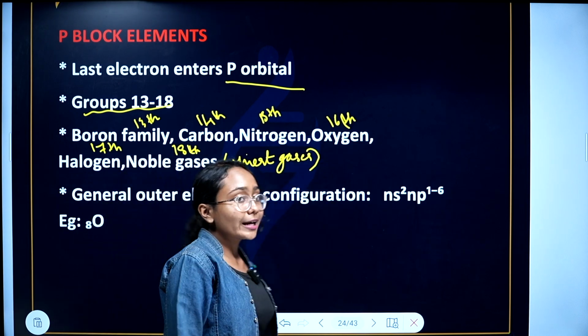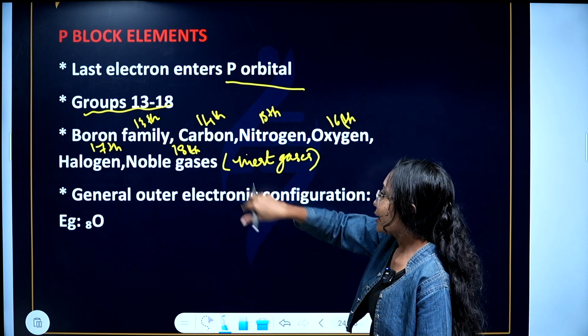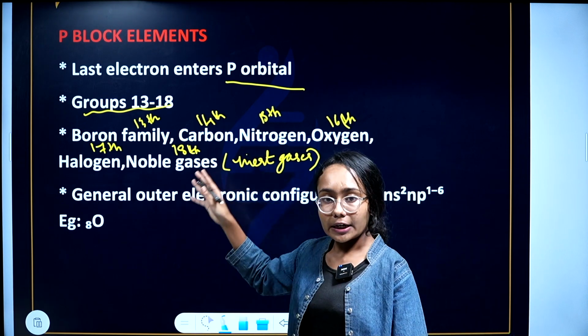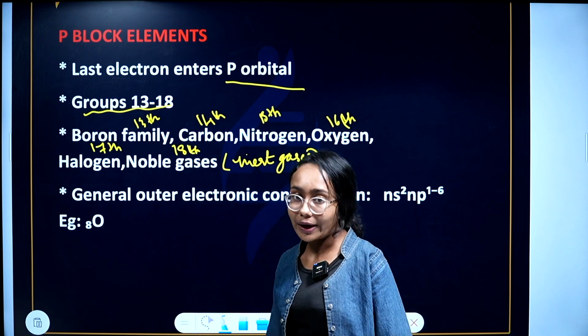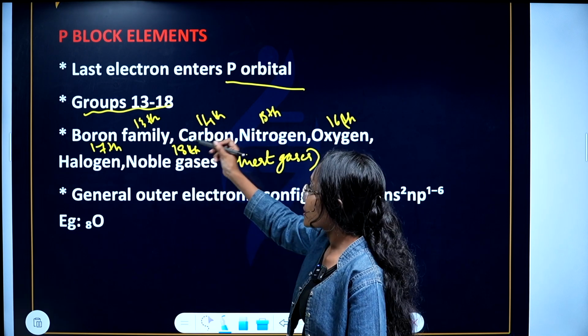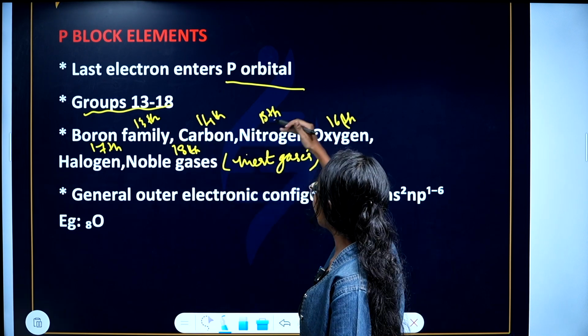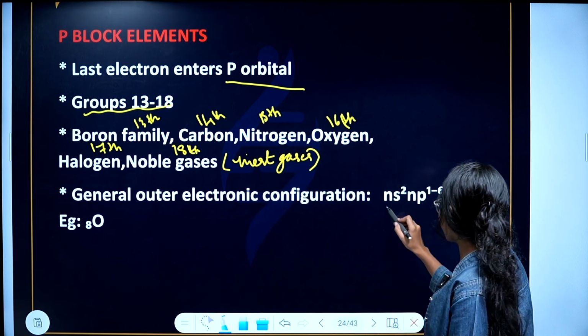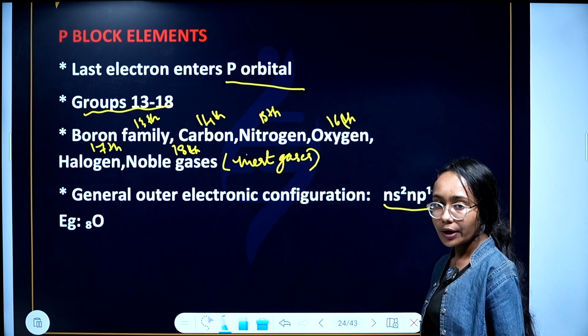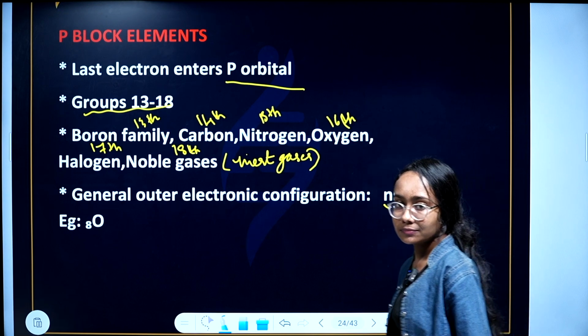Noble gases or inert gases are the 18th group. Boron, carbon, nitrogen, oxygen, halogen and noble gases are groups 13 to 18. The 13th group is the boron family, the 14th group is the carbon family, the 15th is the nitrogen family and so on. The general outermost electronic configuration is ns2, np1 to 6.